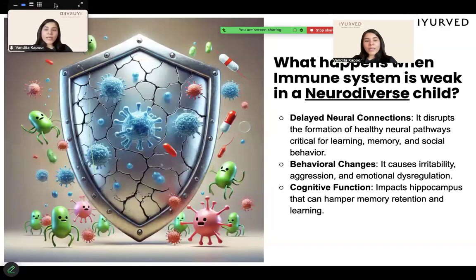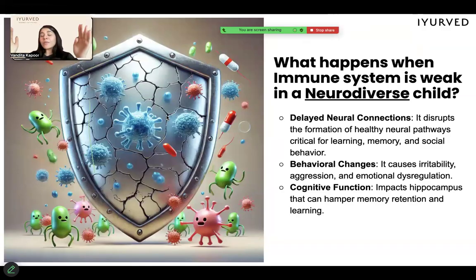Okay, now look at this photo that I have made. It shows you an immunity shield which is broken, which means what if my immune system is broken? It is weak, and outside infection is able to attack my child. So what happens, especially in case of a neurodiverse child? This is something we touched upon.